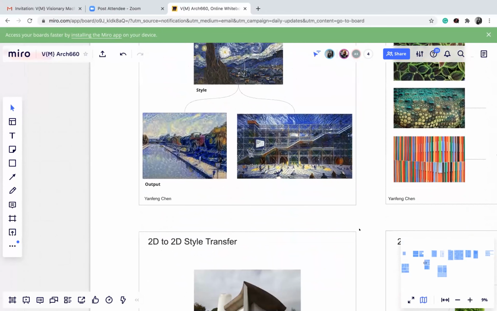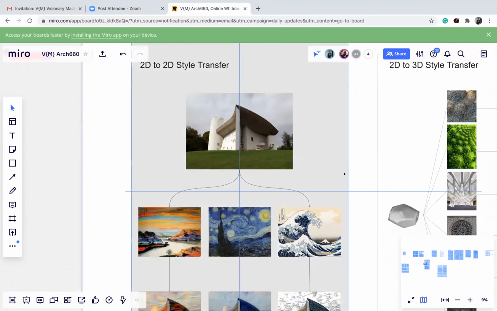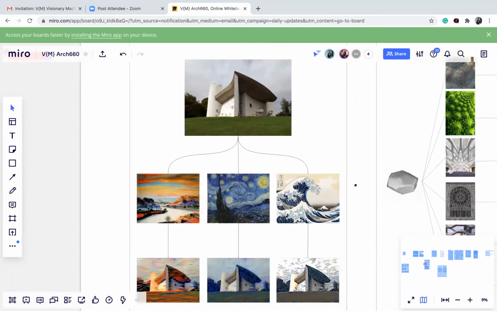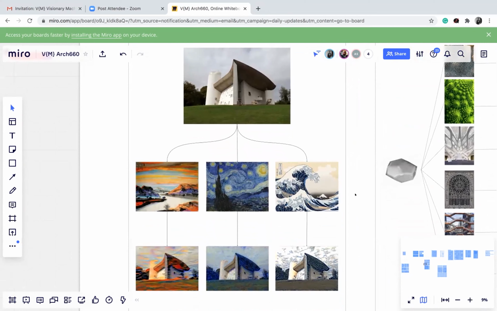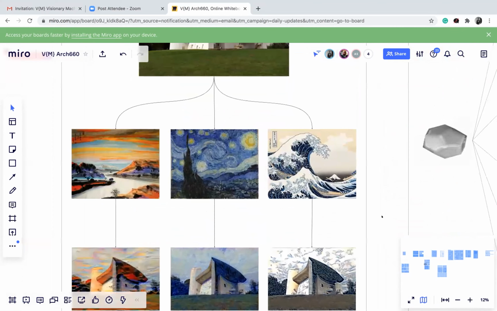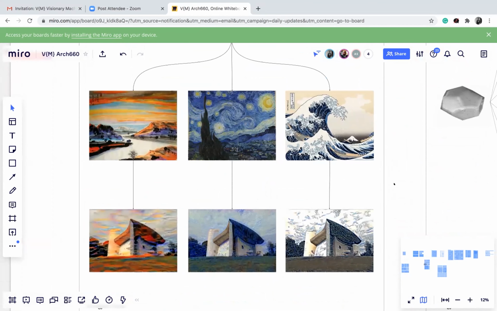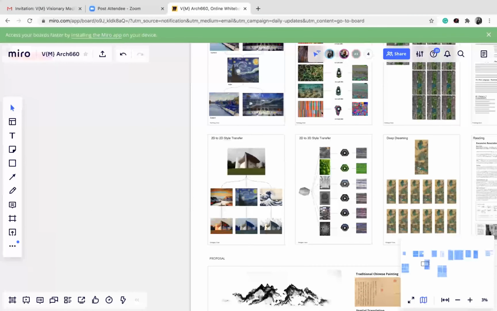I will pass to Dongjian. Yeah, in the first exercise, I used the Champion Church as my content and combined it with three different paintings. The first is a traditional Chinese painting, the second is Starry Night, which is an abstract painting, and the third is a Japanese style painting. I used these three results to compare the different cultural paintings. How do they influence the style of the result?